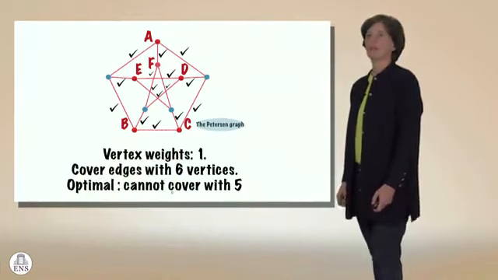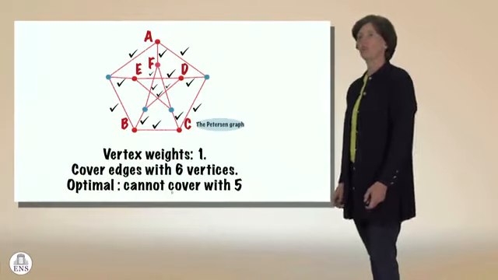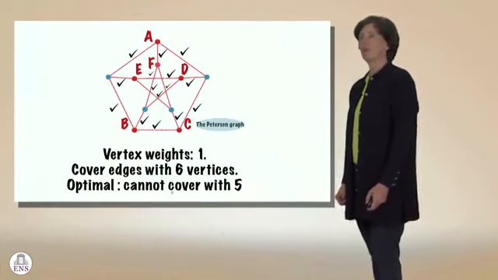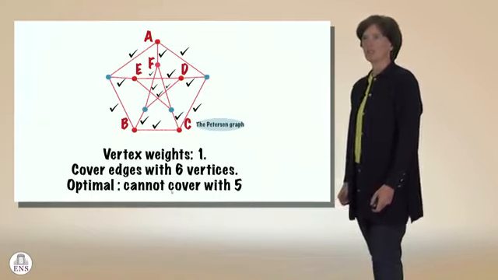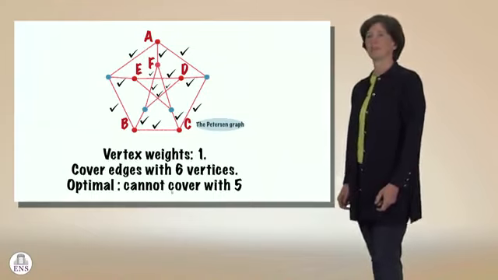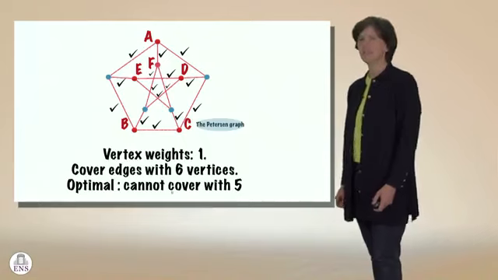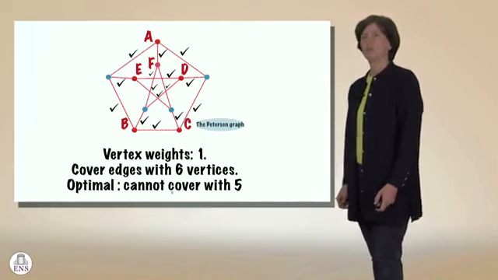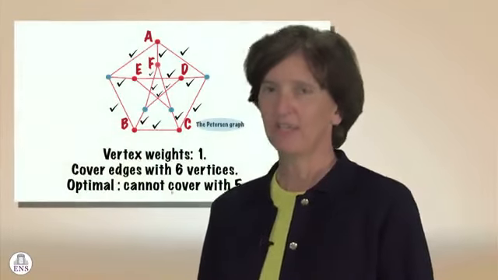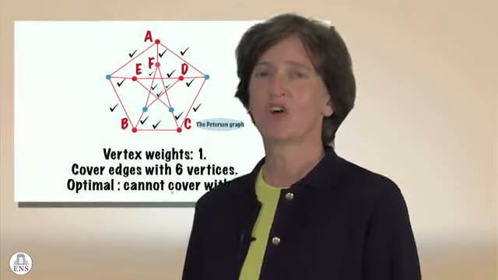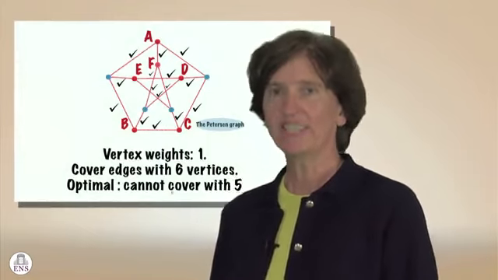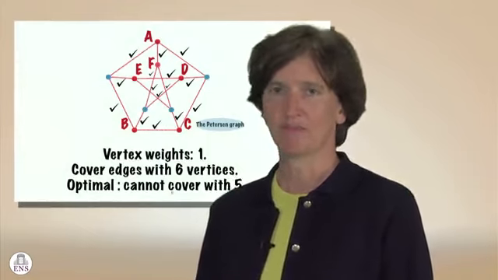This is optimal. It is not possible to cover all the edges of this graph with 5 vertices. Why is that? It's easy to find an argument to prove that 5 is not possible. Indeed, observe the outer part of the graph. It's a cycle of length 5. Well, if you want to cover all the edges of a 5 cycle, you need at least 3 vertices.